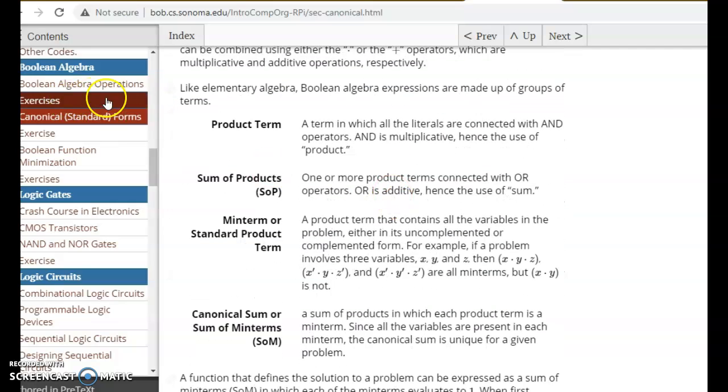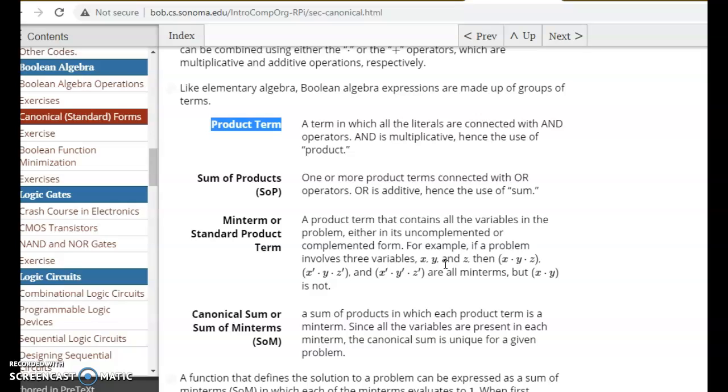So now, like elementary algebra, Boolean algebraic expressions are made up of groups of terms. So when we talk about product terms, and is multiplicative. That's why it's called product. So whenever you have x and y and z, that's a product term. These are terms, the sum of products is going to be when we take all of those product terms and we connect them with an or, we have the sum of products. Anytime you have an or, you're going to see sum.